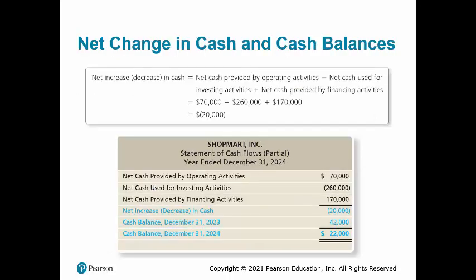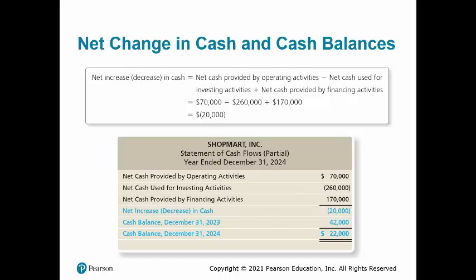$170,000. To complete the statement of cash flows, we have to compute the net change in cash and then the cash balances. To complete it, we would first add the operating activities, investing activities, and financing activities cash flows, as shown on the slide. When we add those three amounts together, we get the net decrease in cash of $20,000.